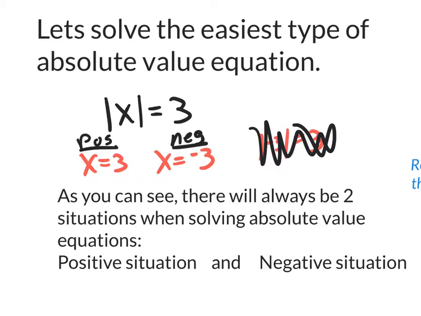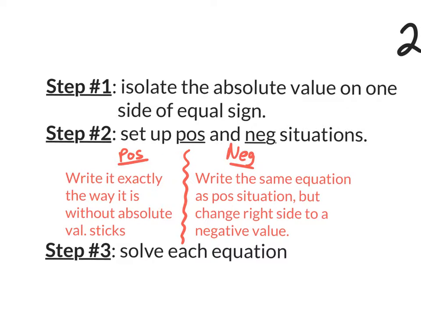Check this out. These are the steps to solving any absolute value equation. Step 1 is to isolate the absolute value on one side of the equal sign. Step 2 is to set up the positive and the negative situations. And this is what I explained. How do you do the positive situation? Write it exactly the way it is without the absolute value sticks. How do you do the negative situation? Write the same equation as the positive situation, but change the right side to a negative value. Okay? And then step 3, solve each one.